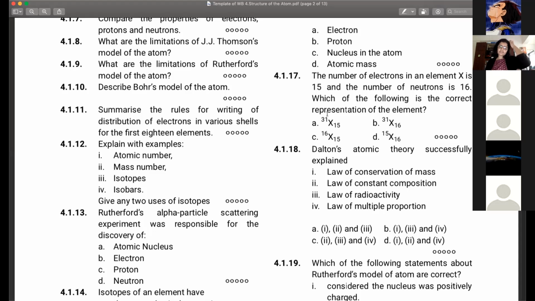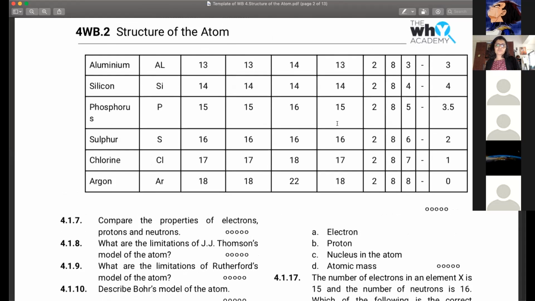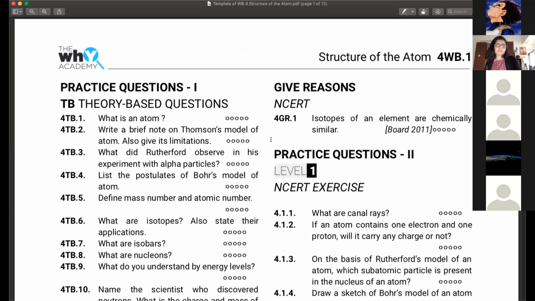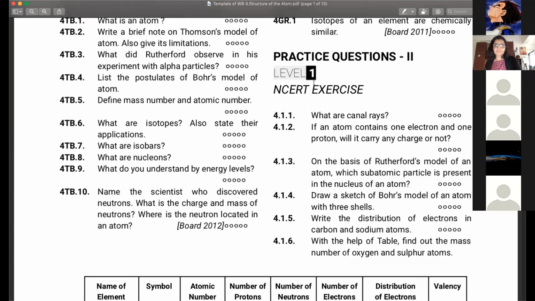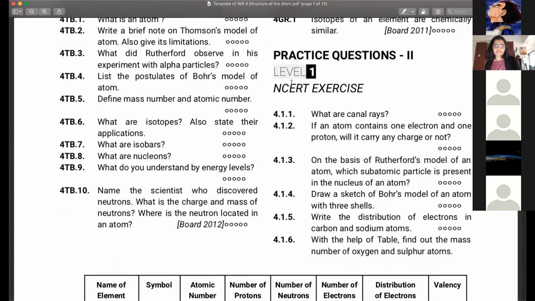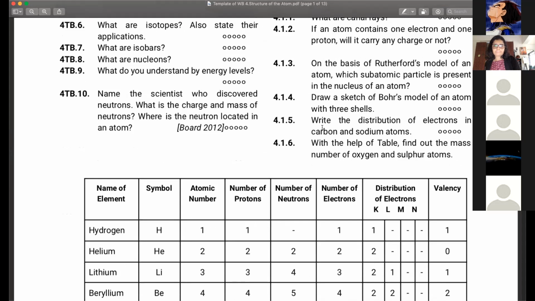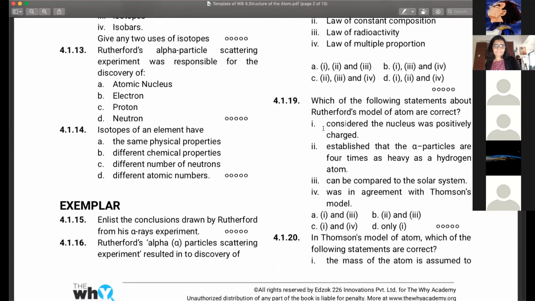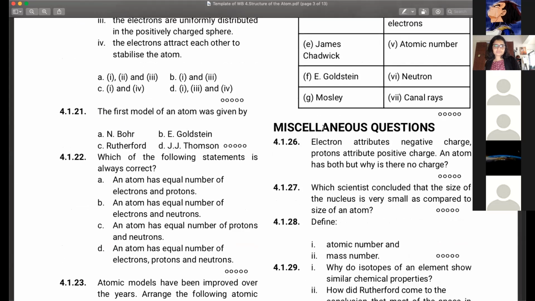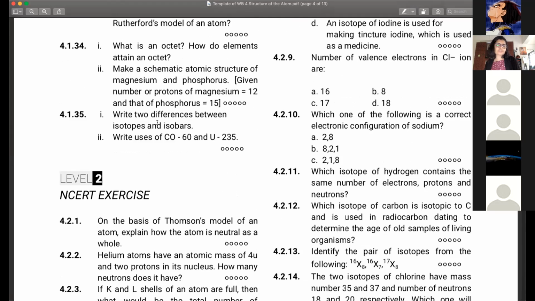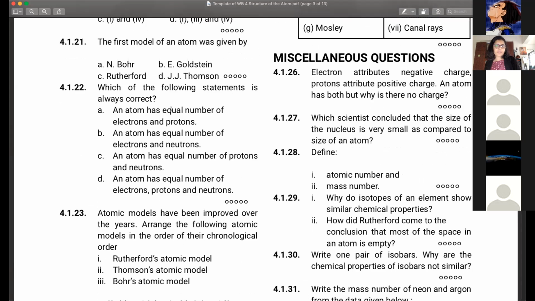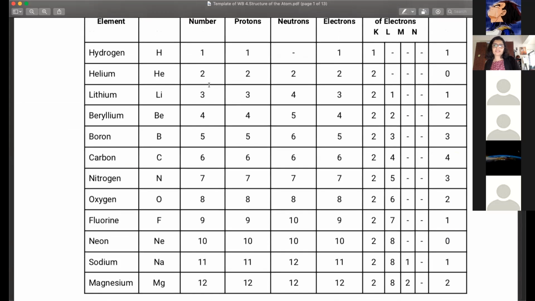Circles ka homework Jay sir has given. Tomorrow also you have a circles class. So for structure of the atom homework, let's ignore theory based for now. So practice questions 2, level 1. How many are there in total? Okay, there are 35 questions, but a lot of them are one line, one word answers.